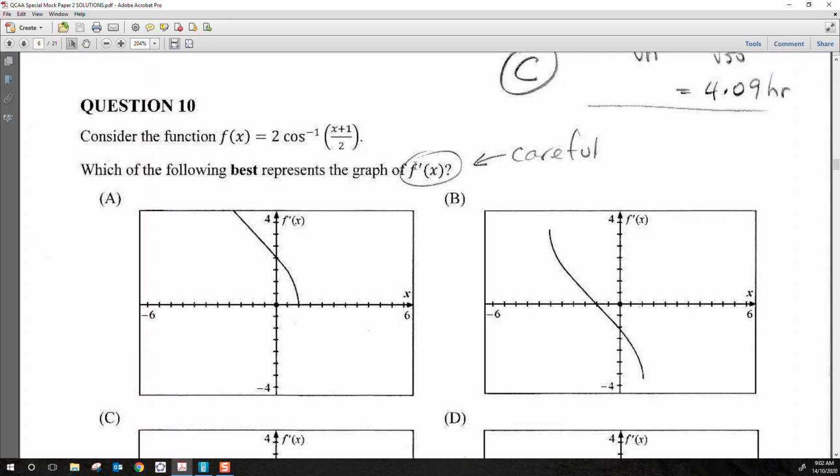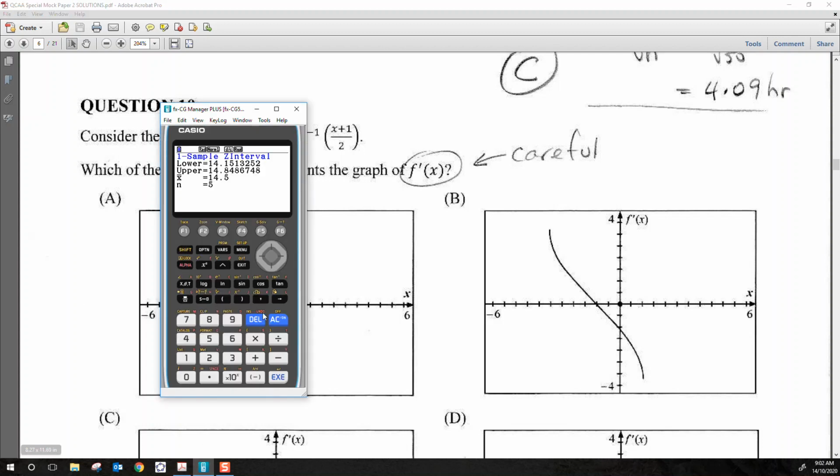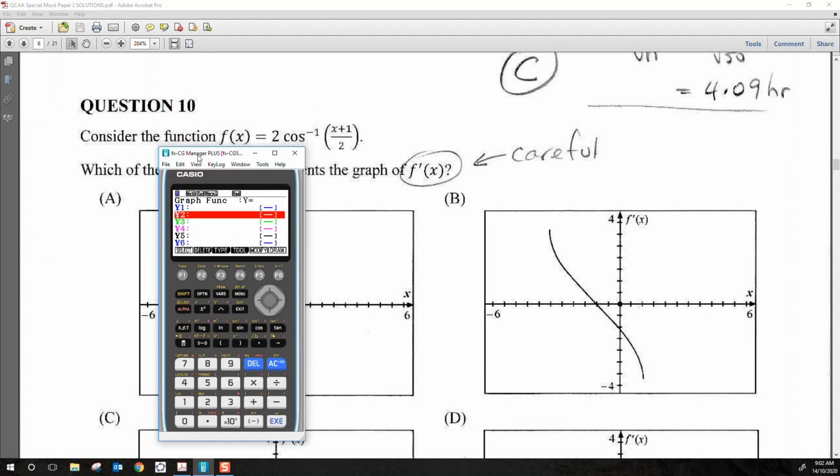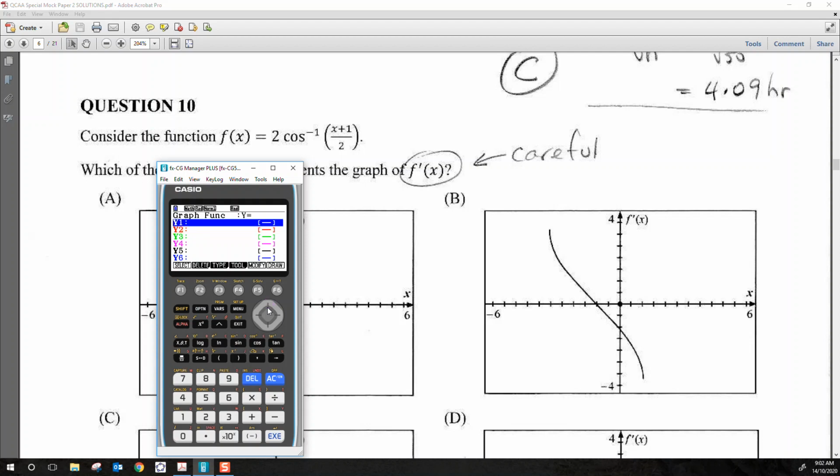That's the trap, isn't it? So many people just plugged that formula into the calculator, and then there was a distractor, of course, ready and waiting for you to do that. So let's take a look on our graphing app. So we'll take away these ones from before, and I need to be putting first this function 2 by the inverse cosine of (x plus 1) over 2.